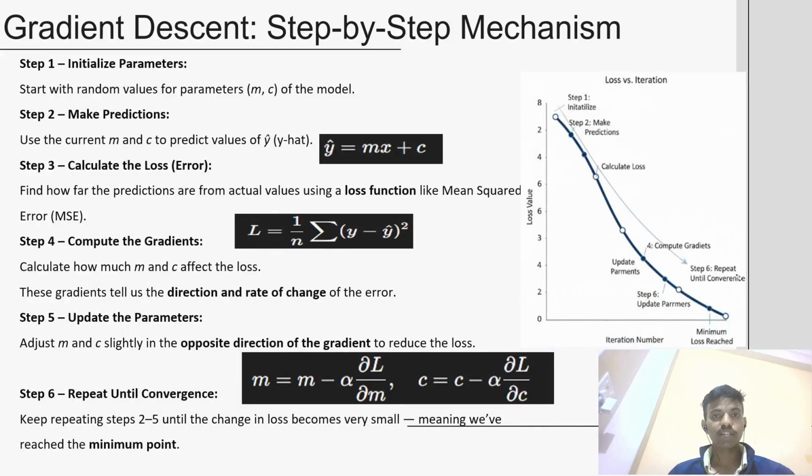So the next step: what are the steps for this mechanism? First, we will initialize parameters. It's very simple. Second, we will make the prediction. Then we will calculate the loss or error. Then we will compute the gradient. The formula is L equals 1 upon n, summation of y minus y-hat, squared. That's pretty easy. Then update the parameters, then repeat until convergence.